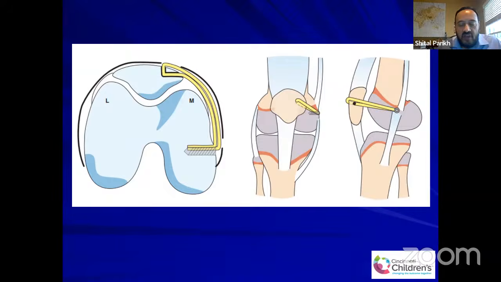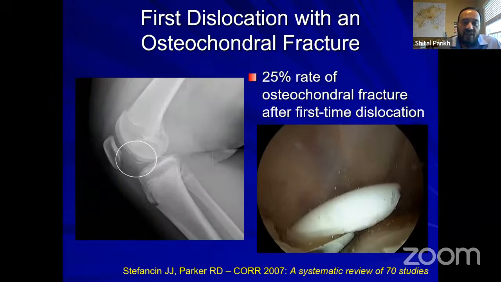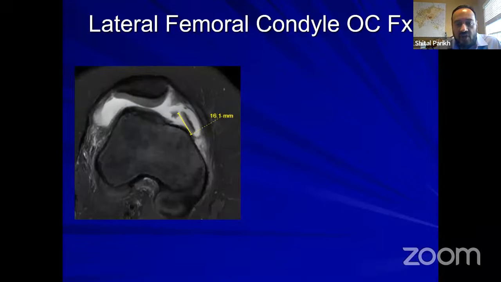So it's a free graft, and you can call this a double bundle because it does come back and has 2 bundles to it. The more important thing is who needs an MPFL reconstruction. We talk about the indications, those who require treatment of the osteochondral fracture, then we would do an MPFL reconstruction.